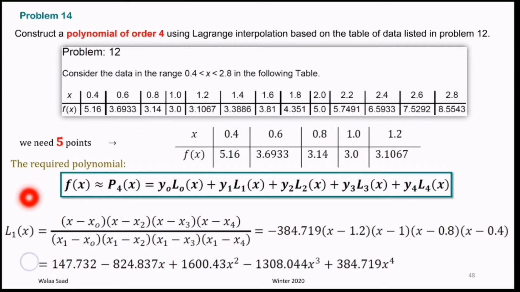Moving to L1, the same thing. We will avoid using x1, so we will multiply x minus x0, 0.4, times x minus 0.6 times x minus 0.8 times x minus 1 times x minus 1.2. In the denominator, we will use this time the 0.6. So the 0.6 minus 0.4, and then 0.6 minus 0.8 times 0.6 minus 1 times 0.6 minus 1.2. Multiply the numerator and deduce the constant of the denominator. And here, after doing this algebraic rearrangement, we will get the last line.